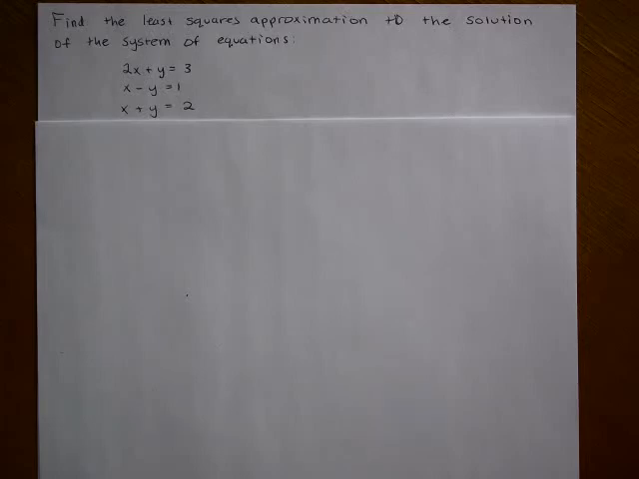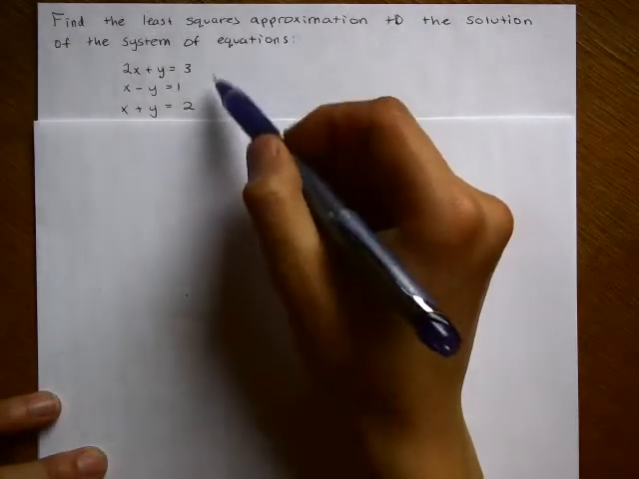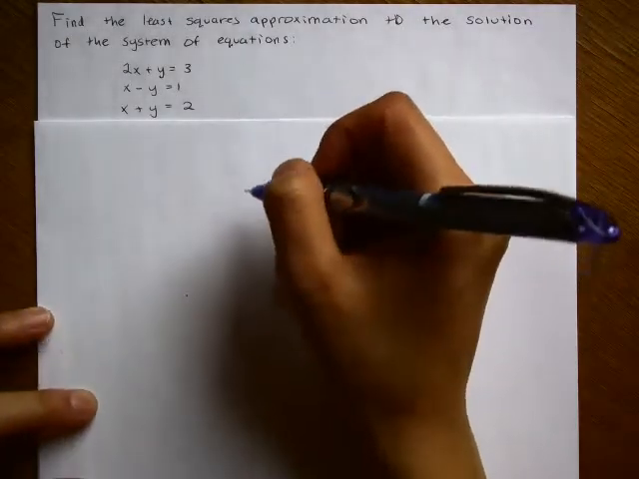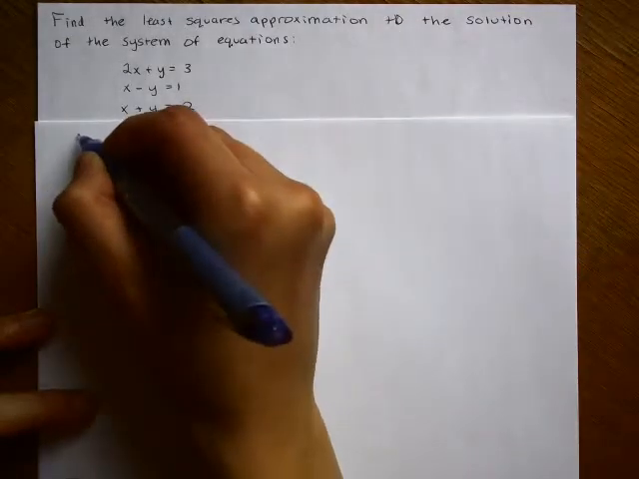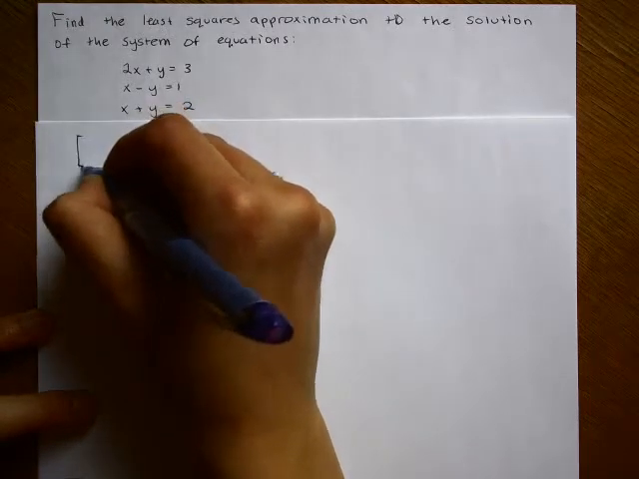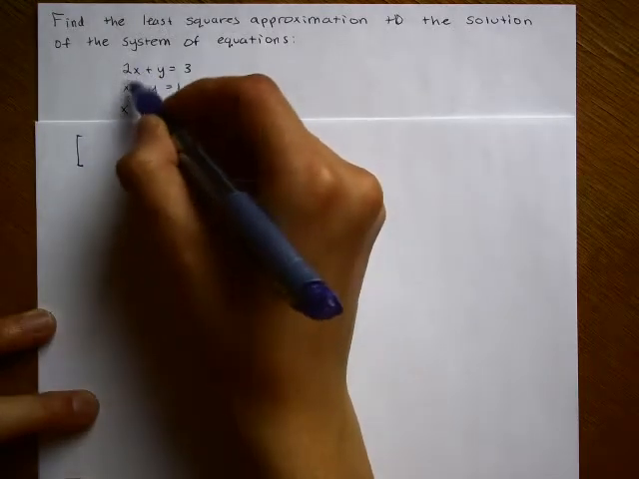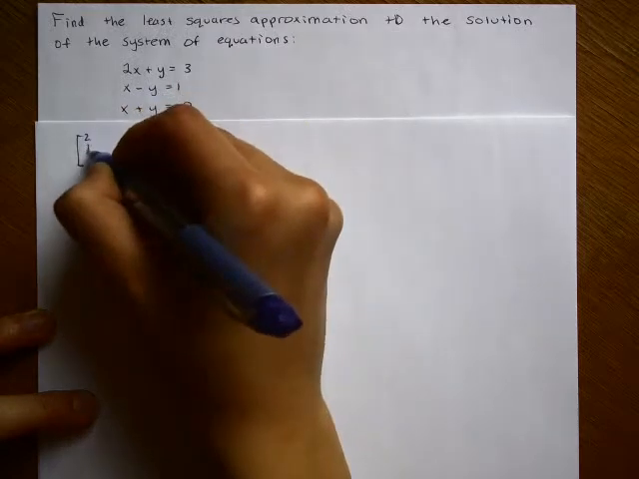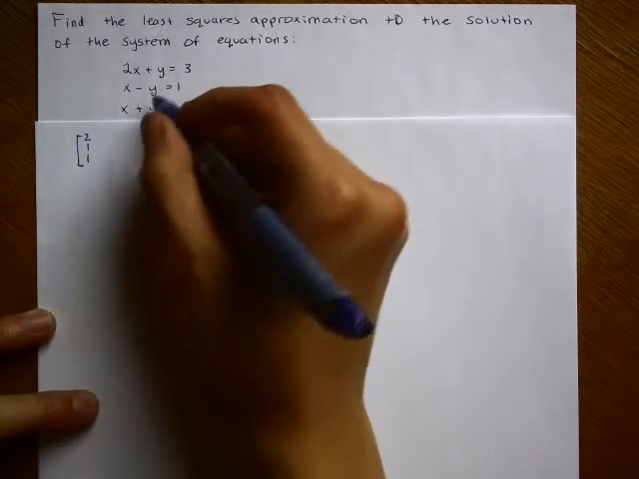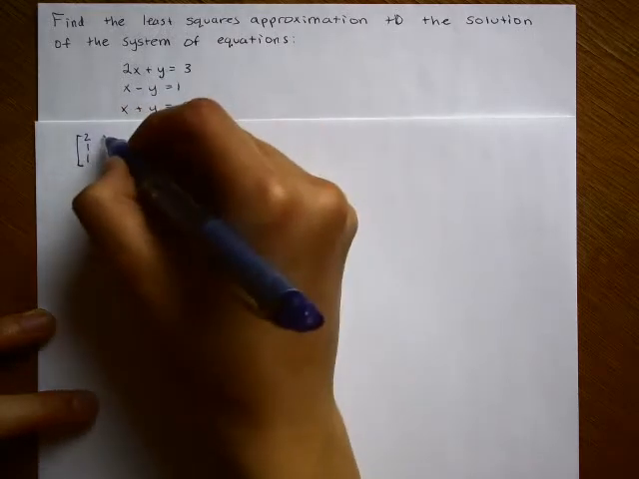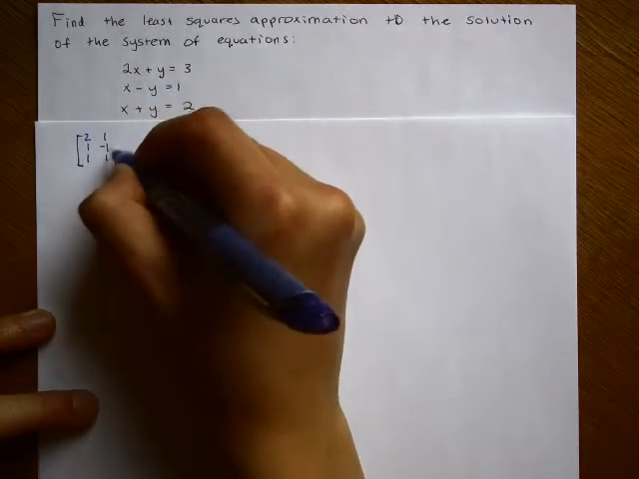In this example, we're going to find the least squares approximation to the solution of the system of equations. This is our system of equations here. So the first thing that we're going to do is put this into a vector and matrix form. The coefficients in front of our x's become the first column in this matrix, and the coefficients in front of our y's become the second column.